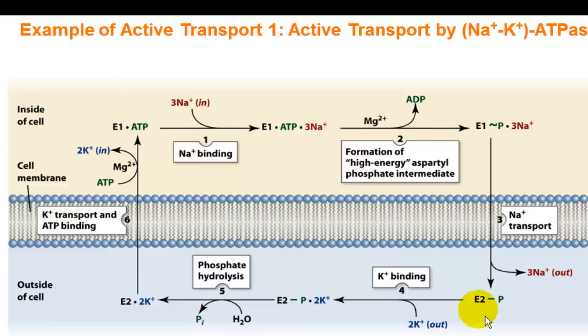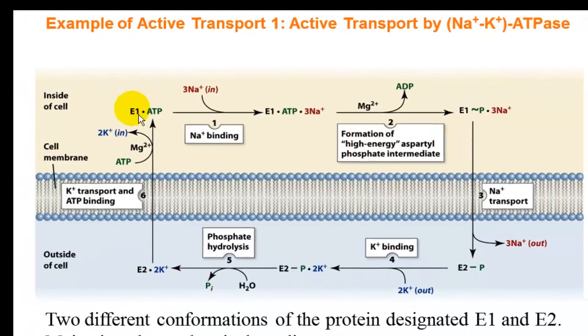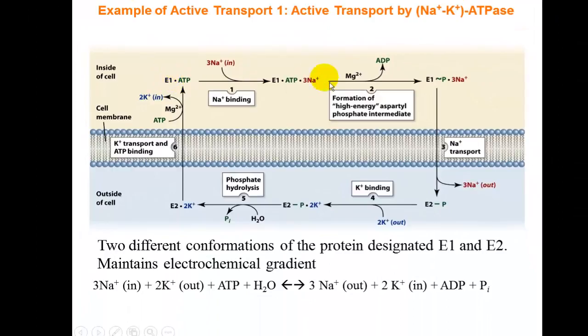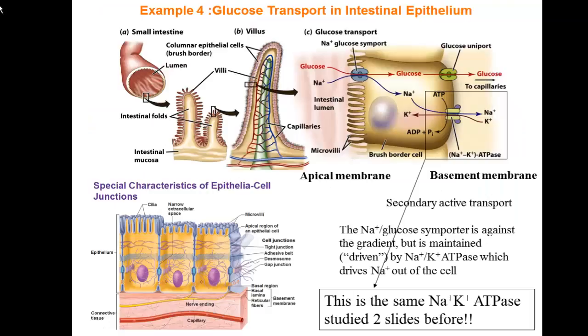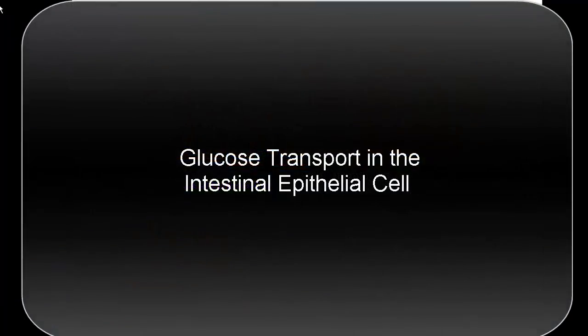So here we have a circuit, and the net result of this circuit is 3 sodium ions from inside of the cell go out, and 2 potassium ions from outside of the cell go in. ATP hydrolysis powers that reaction. It powers that transport, and basically the energy of ATP hydrolysis allows us to go from the E1 conformation to the E2 conformation.